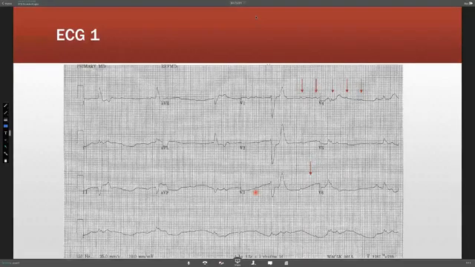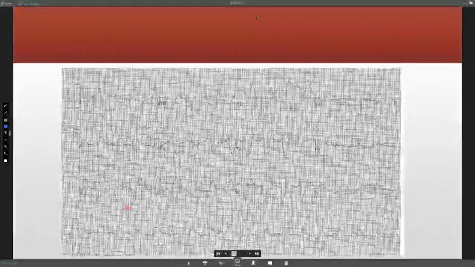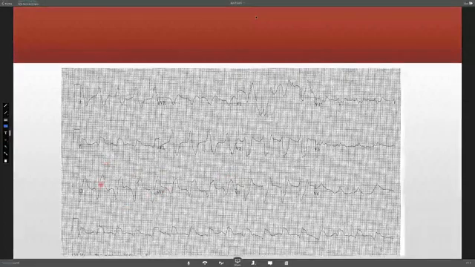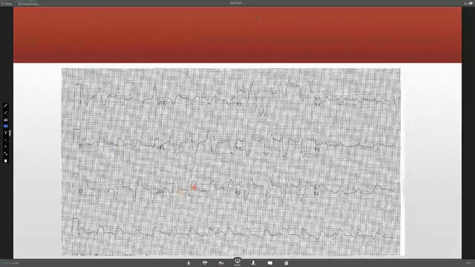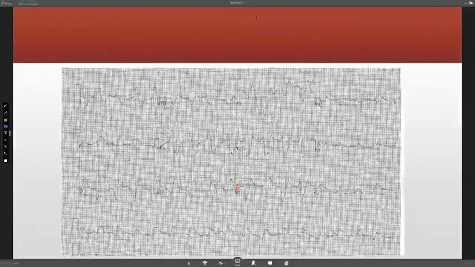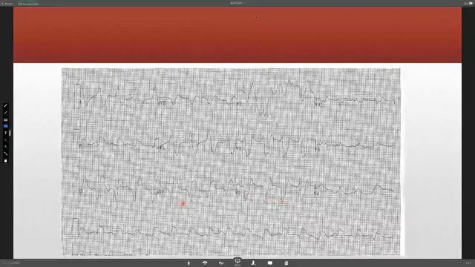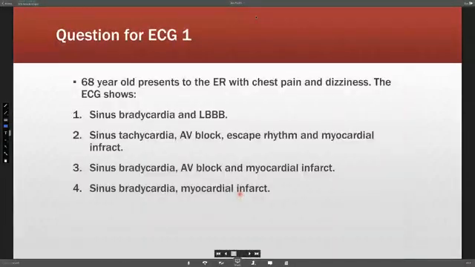So I'll move forward to this EKG, which is from the same patient. This EKG further clarifies that this is a myocardial infarct. You can see the ST segment elevation in the inferior leads. Also note here that there's a P wave and a P wave, so there's some dissociation. So this is an accelerated idioventricular rhythm that happened. It could be a sign of reperfusion. So again, the right answer is number 2, which is sinus tachycardia, AV block, escape rhythm, and myocardial infarct.